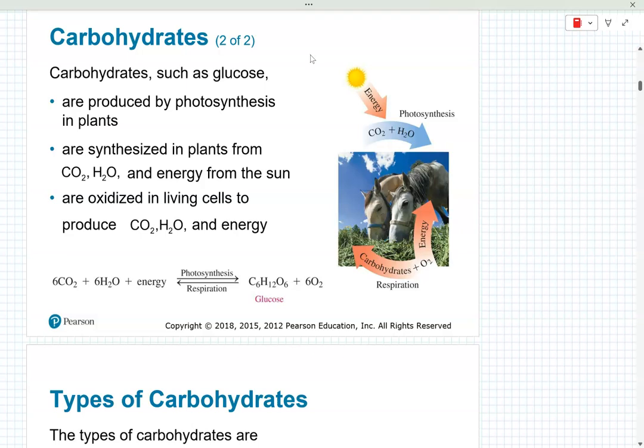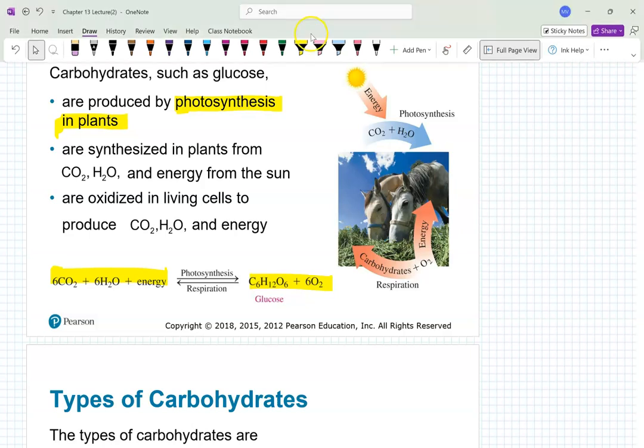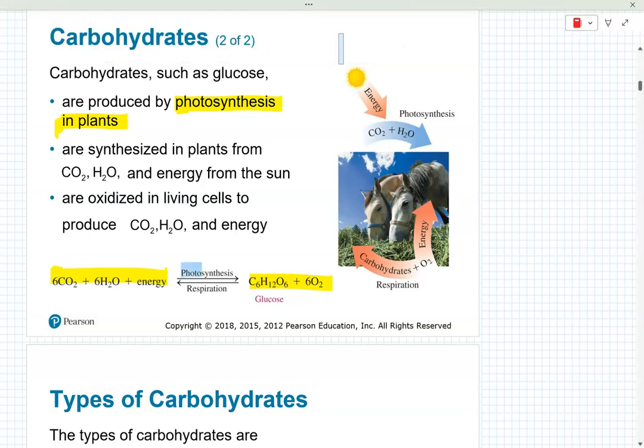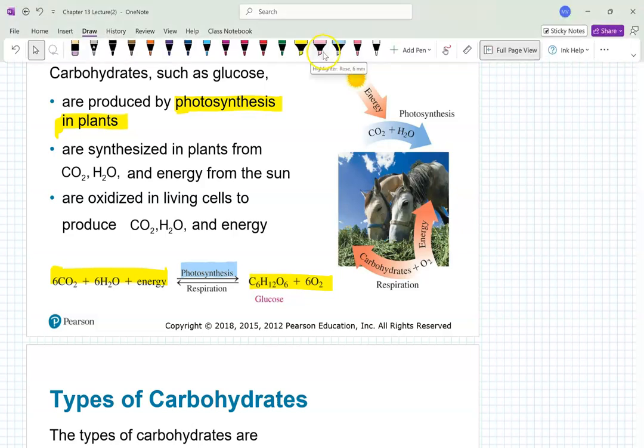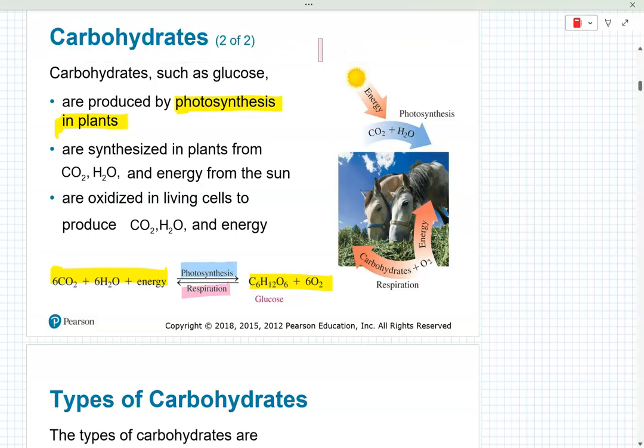So, simplest carbohydrates produced by photosynthesis. Okay, I'm talking about glucose or fructose. The reaction that you see on the bottom, if you run it from left to right, represents the process of photosynthesis, which occurs in plants, and then animals eat those plants, break down glucose using oxygen, and this process, the breakdown of glucose using oxygen, is called respiration.